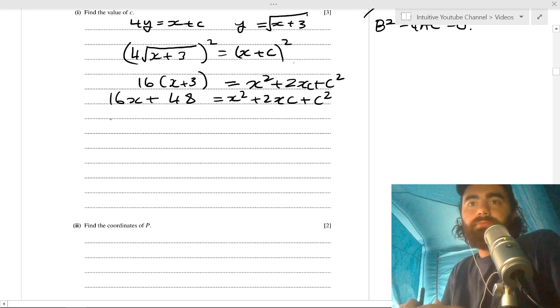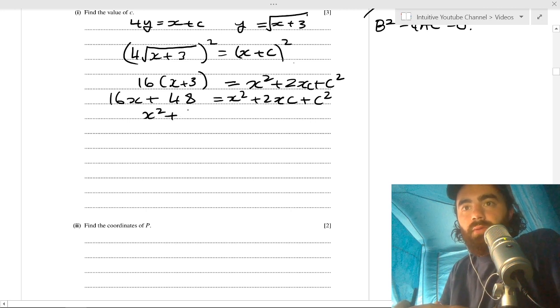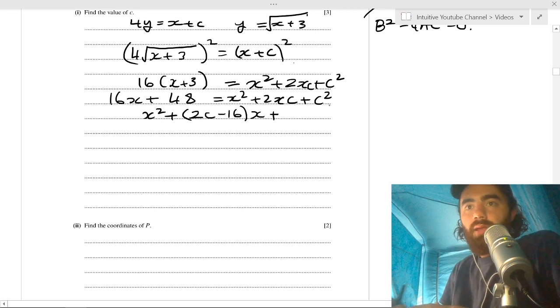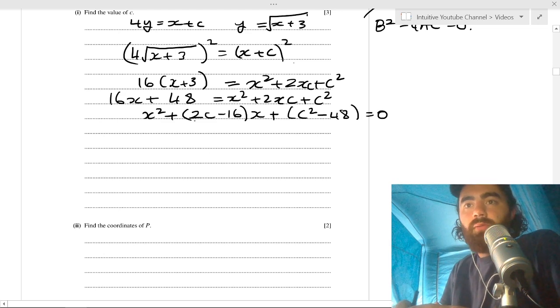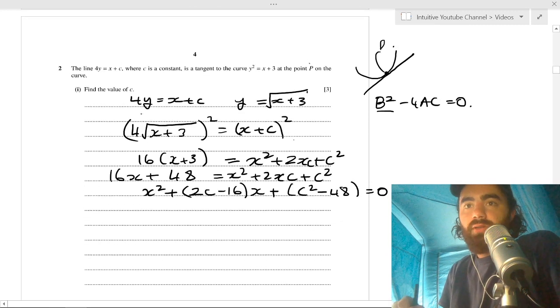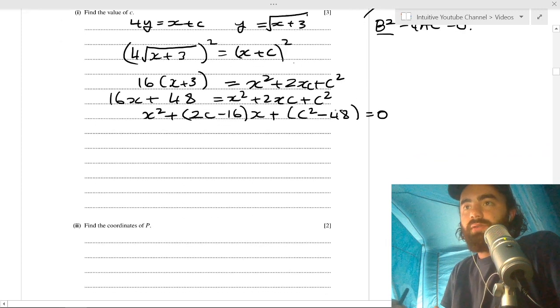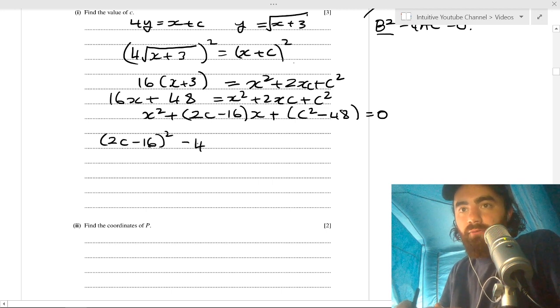When I expand that out, we can take these all over, and we get x squared plus (2c minus 16)x plus c squared minus 48 equals 0. The reason I put it in brackets is because I want you to see where the a, b, and c are. The discriminant of this, because we know this line is tangent to this curve, is equal to 0. So let's put our b squared, which is (2c minus 16) squared, minus 4 times 1 times c squared minus 48.